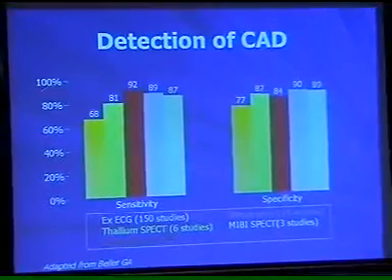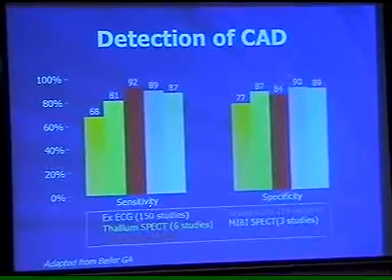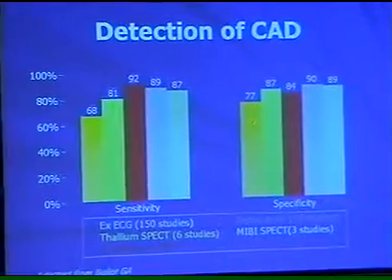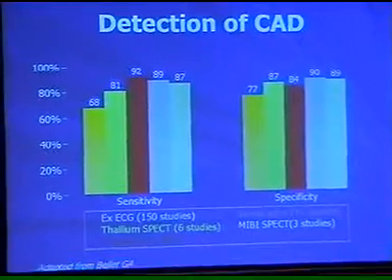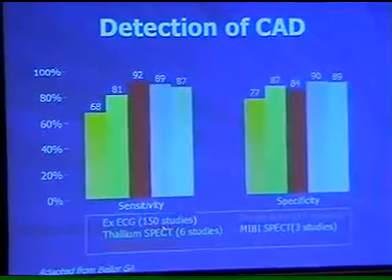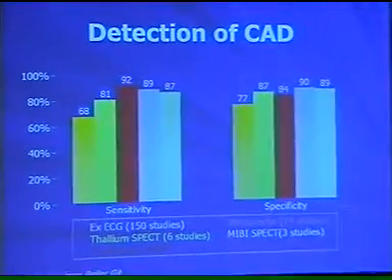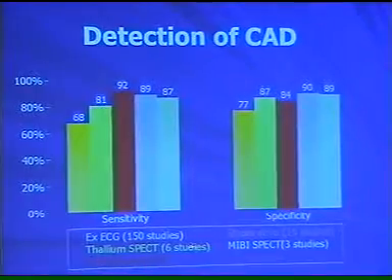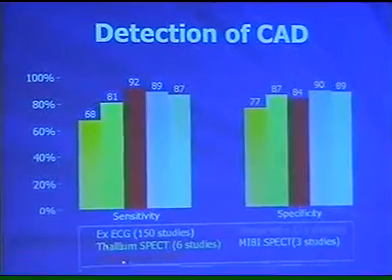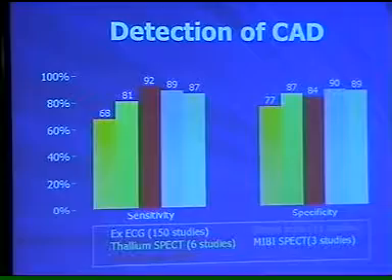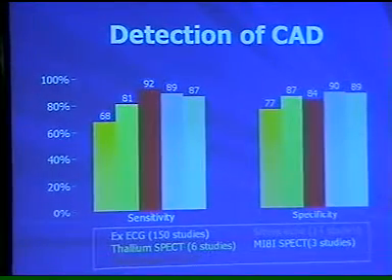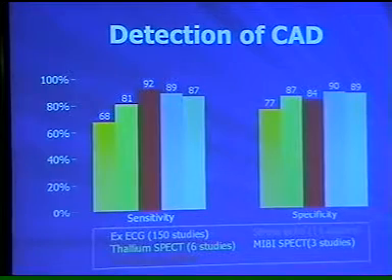This is just a comparison of different techniques, and you can see the exercise ECG has a sensitivity and specificity of 68 and 77%. Whereas if you are going for stress Thalium, it's 81% and 87%. The other drugs, maybe tetrofosmin, again this. But look at the things. I'm not, in fact, promoting my specialty, but I'm just comparing the things.